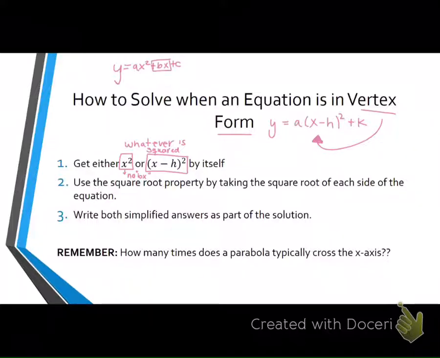So if there is no bx term, then you can also use that. That's like standard form, right? If there's no bx term, that's what I'm referring to there. Then you're going to use the square root property by taking the square root of each side of the equation.